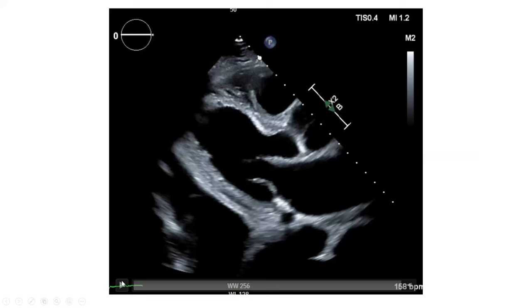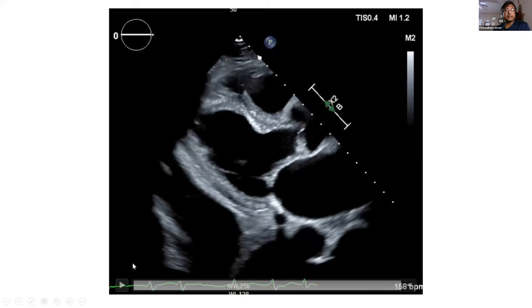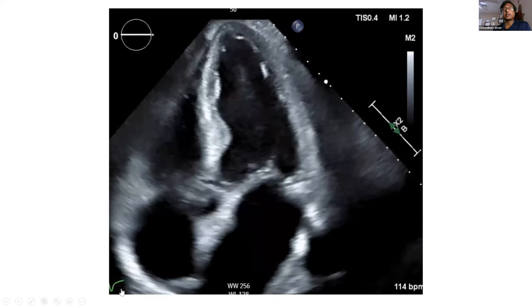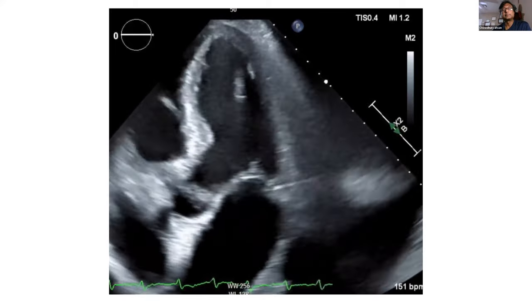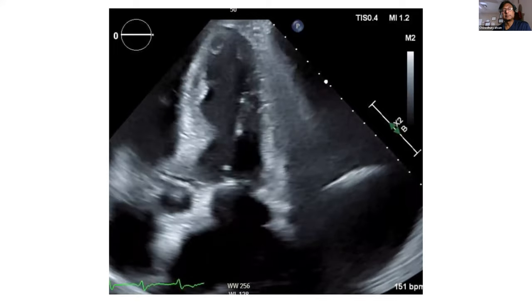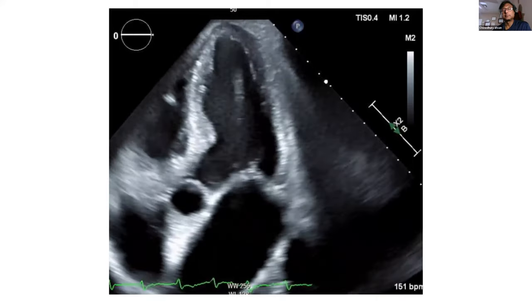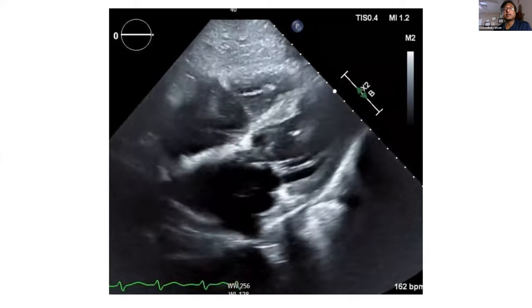Thanks. So this was the echo. And I told you that this patient had a Whipple surgery, and this LV is bad. So any suggestion what to do next? Jamil Bhai, Wadud, any suggestion?